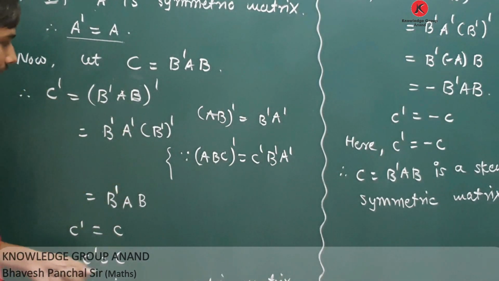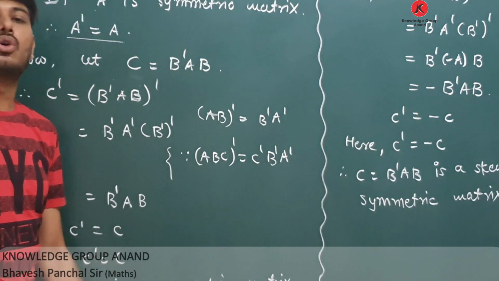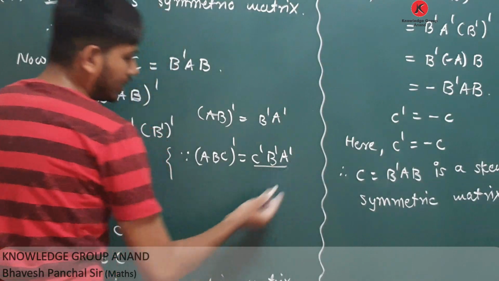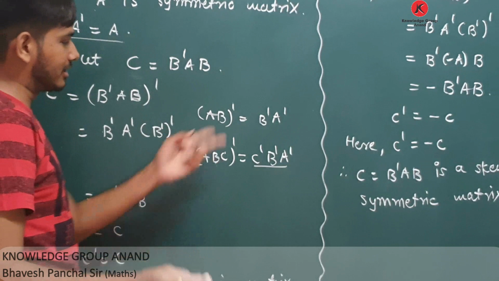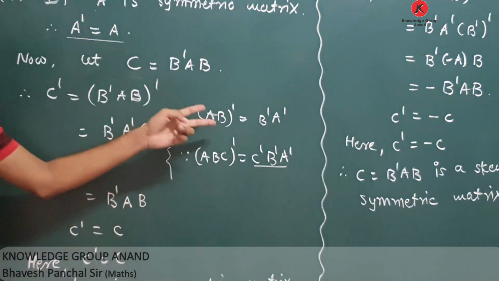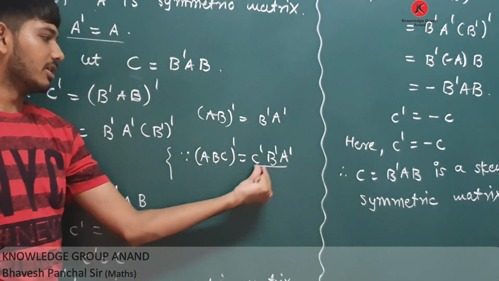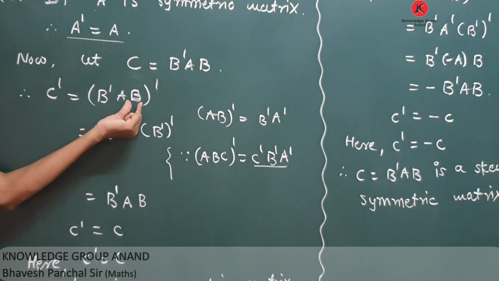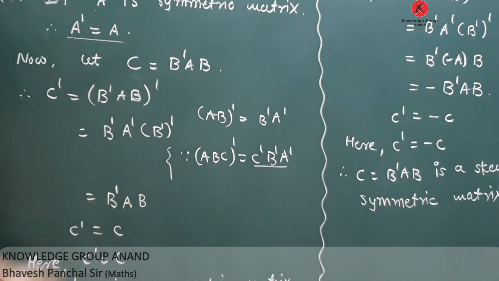If three matrices are there, suppose A, B and C, and whole transpose is there, then we have to do it in reverse order: C dash, B dash, A dash. It is similar to two matrices. It is in reverse order. This is the property for three matrices of transpose of a matrix. Now, therefore, we can say that B dash, A dash, B dash whole dash.